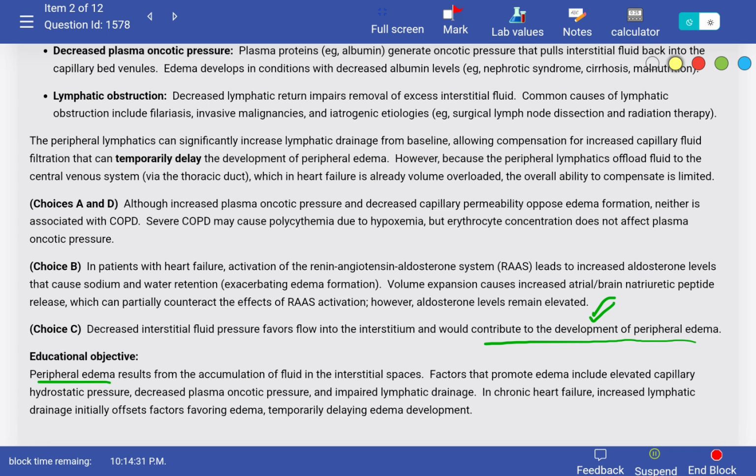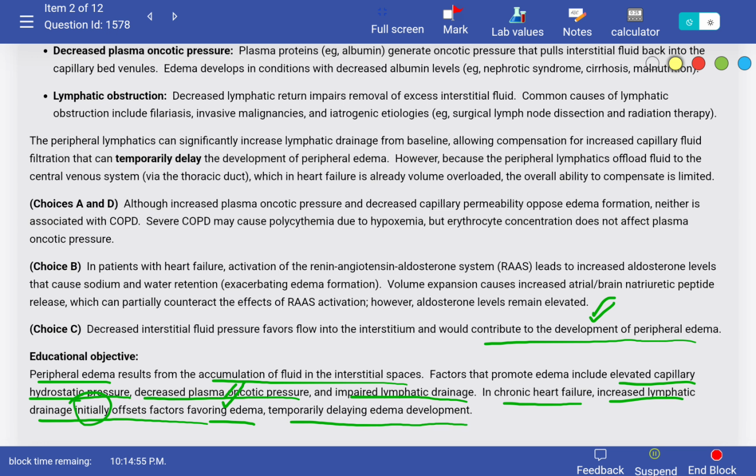So peripheral edema results from the accumulation of fluid in the interstitial space. Factors that promote edema include elevated capillary hydrostatic pressure, decreased plasma oncotic pressure, and impaired lymphatic drainage. In chronic heart failure, increased lymphatic drainage initially offsets factors favoring edema. So initially, right? This is important. Temporarily delaying edema development, but not in the chronic case, right?